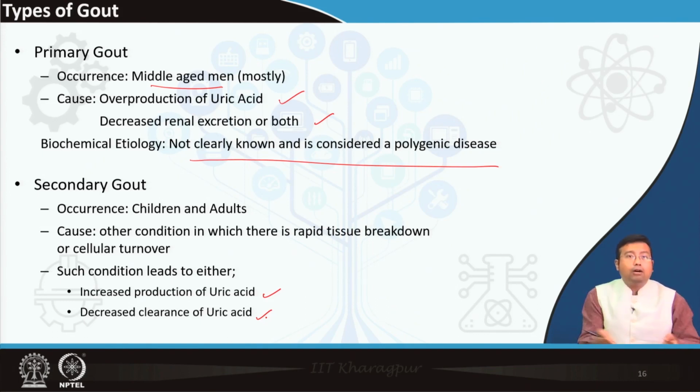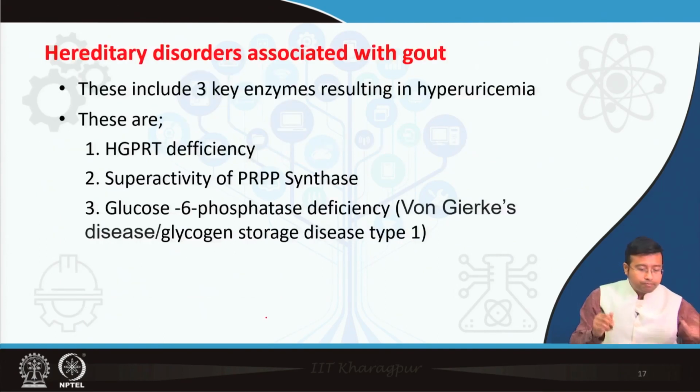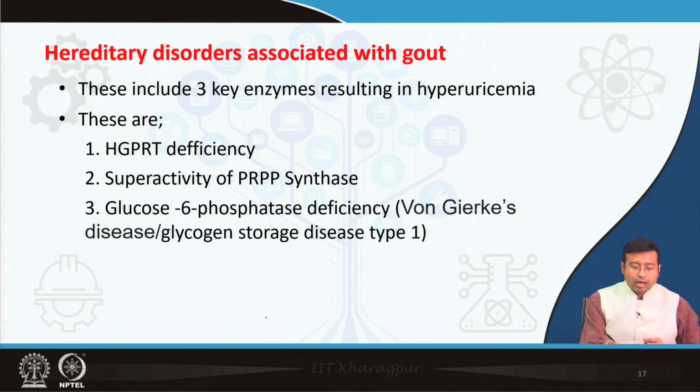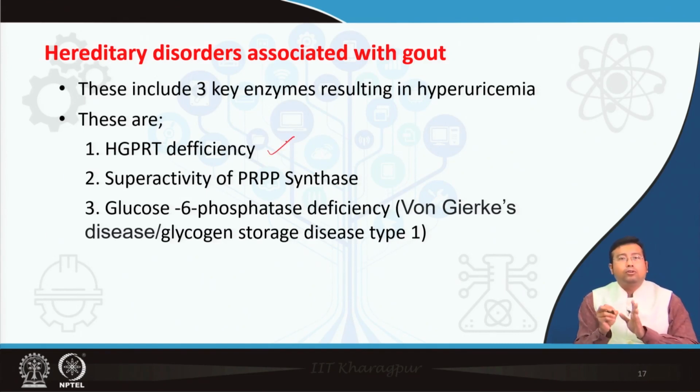And in case of primary gout, just hyperuricemia and gout is there, but no single etiology can be pinpointed. So, what are the hereditary disorders that are associated with gout? Means these are the disorders that are lying in the nucleotide metabolism pathway, or there is some enzyme defect that is present since childhood. So, hereditary, inherited, number 1 is HGPRT deficiency, hypoxanthine guanosine phosphoribosyl transferase, we have discussed in purine salvage pathway.